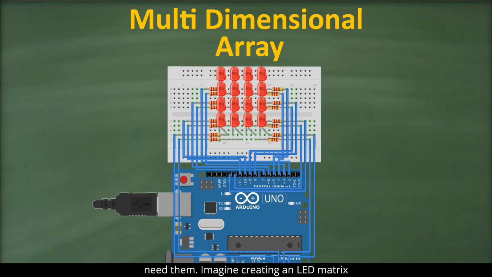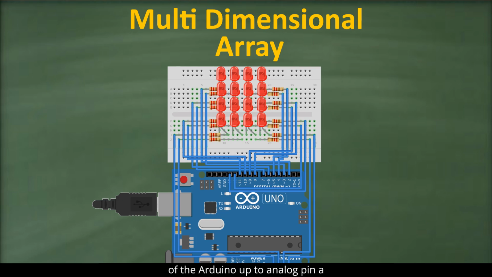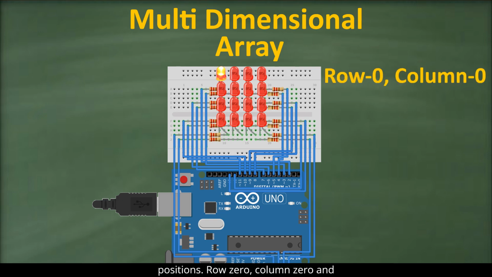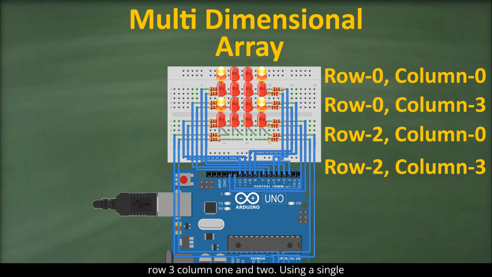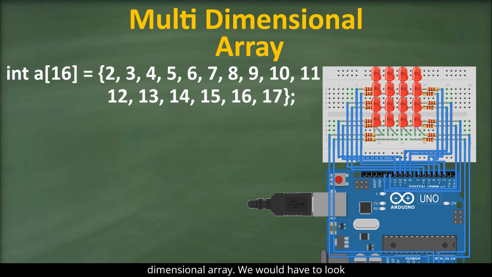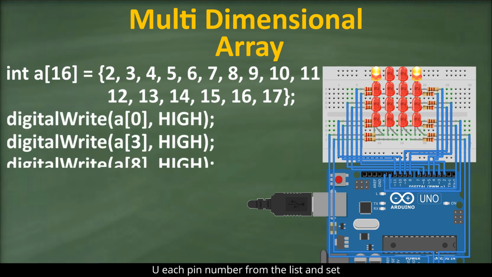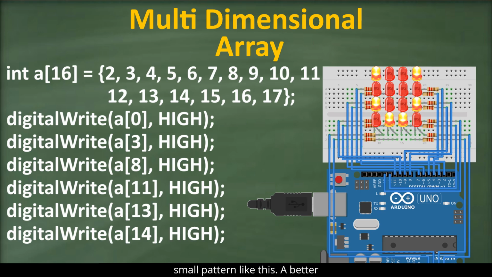Imagine creating an LED matrix with 16 LEDs, arranged in 4 rows and 4 columns, connected from pin 2 of the Arduino up to analog pin A3. To create a simple smiley face, we need to light up LEDs at the following positions: row 0, column 0 and 3, row 2, column 0 and 3, and row 3, column 1 and 2. Using a single-dimensional array, we would have to look up each pin number from the list and set it high, which is tedious even for a small pattern like this.